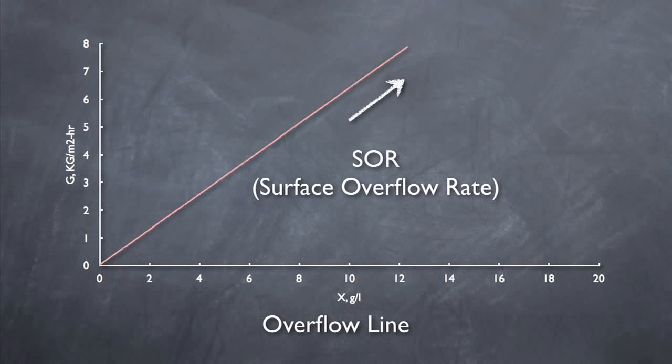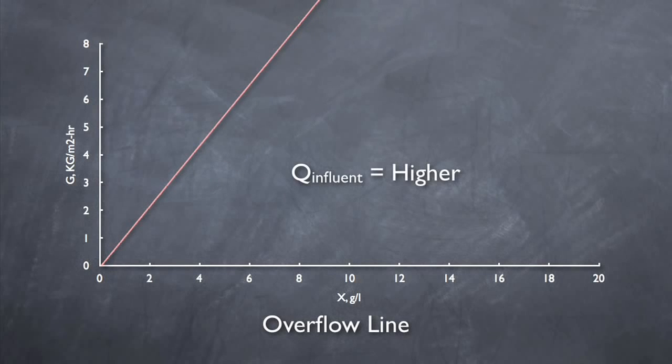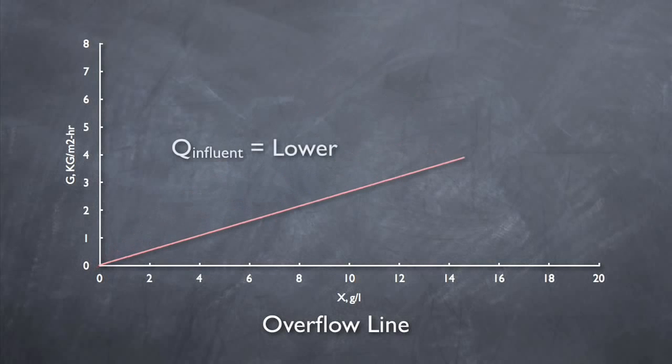It is important to remember that this line can be adjusted by changing the influent flow rate. A higher influent flow rate results in a steeper slope up. A lower influent flow rate results in a flatter slope.